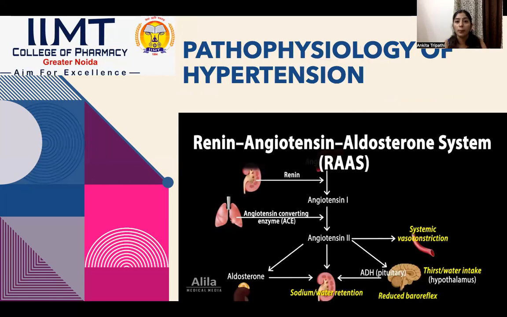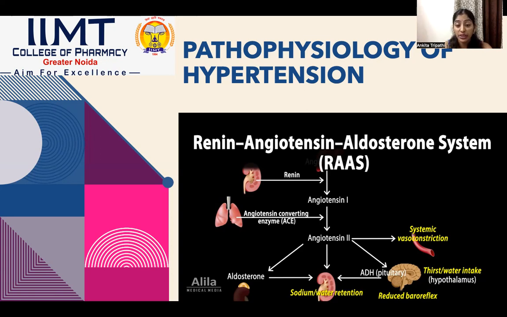Now coming to the topic, what is the pathophysiology of hypertension? It can be explained by the renin-angiotensin-aldosterone system, that is RAAS. Renin is released from the kidney, and how is it released? When the pressure in the kidney decreases, the renin is released. What happens then? Renin reaches the blood and makes the liver release angiotensinogen.